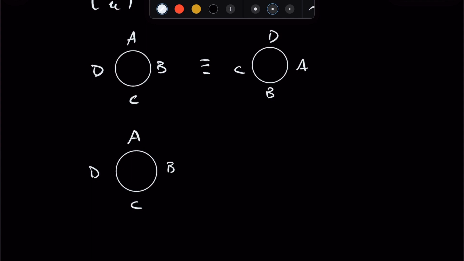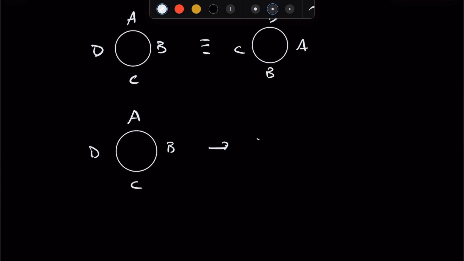Now, because each of B, C, and D can be placed at each of the 3 remaining positions, and the 2 remaining people after that can be placed at 2, leaving 1 spot for the final person, there are 3 factorial ways to order B, C, and D after fixing A. And of course, by symmetry, the same logic holds if we were to fix any of the other 3 people at any of the other remaining spots.